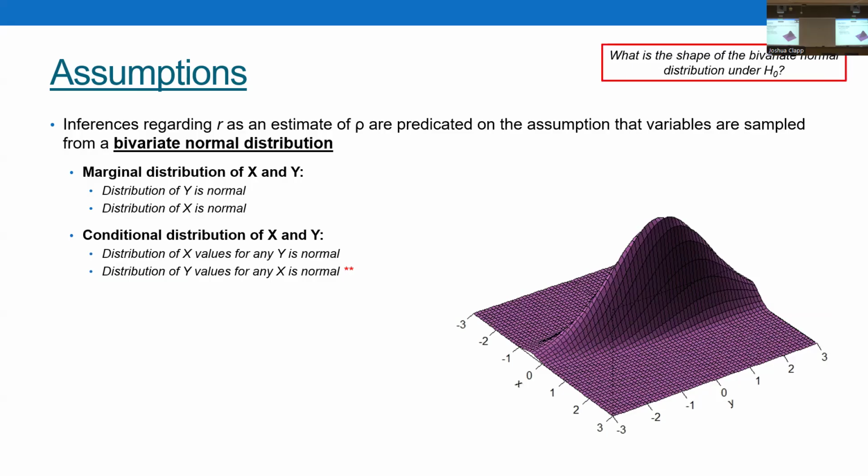Bonus. Someone tell me, here in 3-dimensional space, what would the shape of the bivariate distribution be for X and Y under a null model? Here we're seeing a relation between X and Y. What would this look like if the null were true, if X is unrelated to Y? What do you think, William?